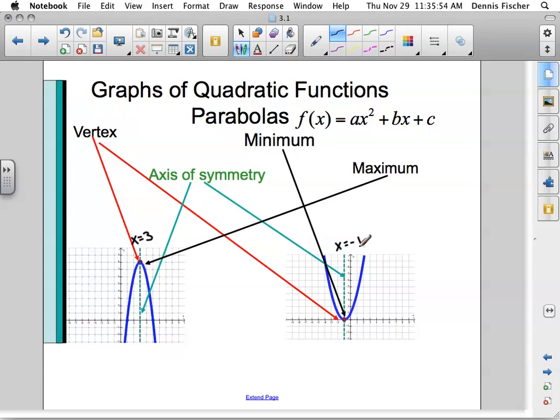The only thing I don't see on this graph that Truman talked about a little bit ago: Truman said there has to be arrows on both ends of the graph. There should be arrows on both ends of the graph, because a parabola does not stop, it goes on forever. So technically the domain of a parabola is always going to be all real numbers.